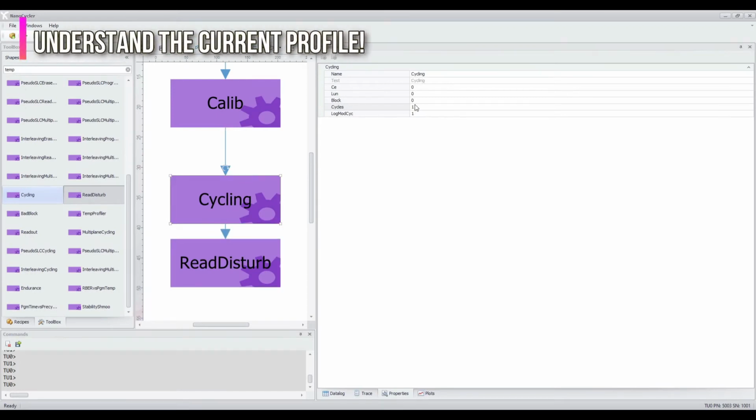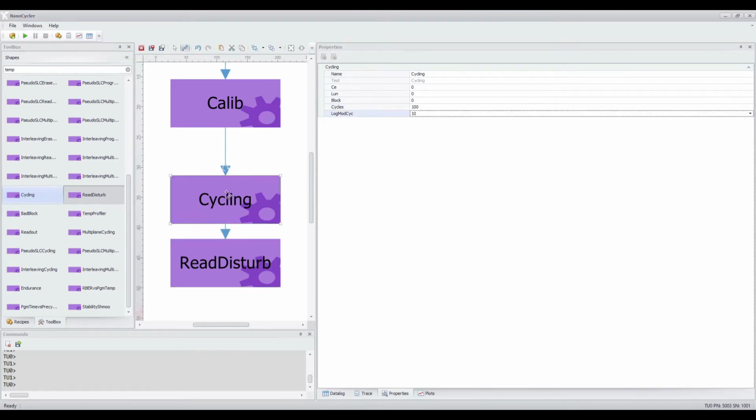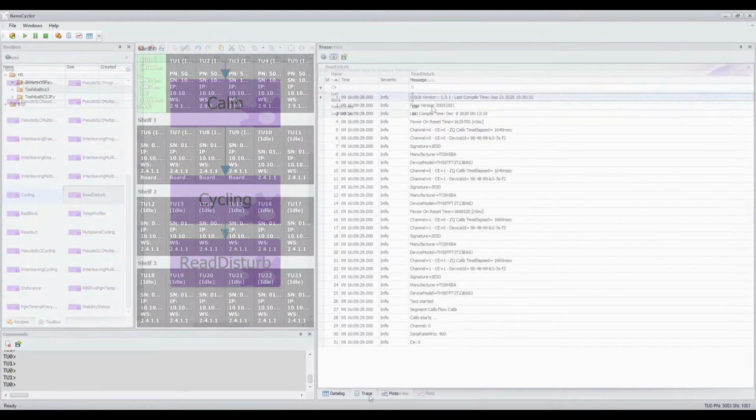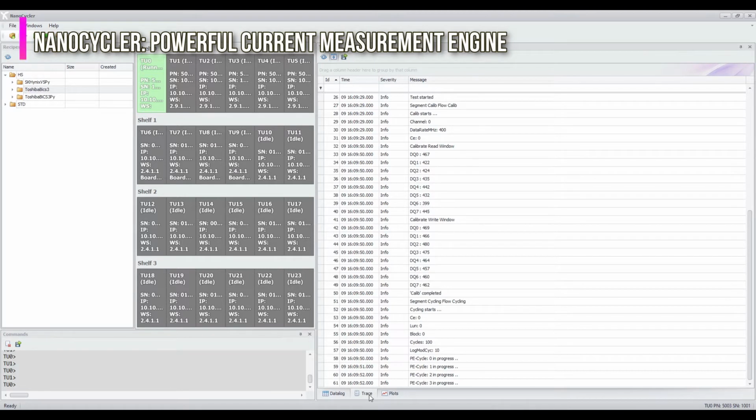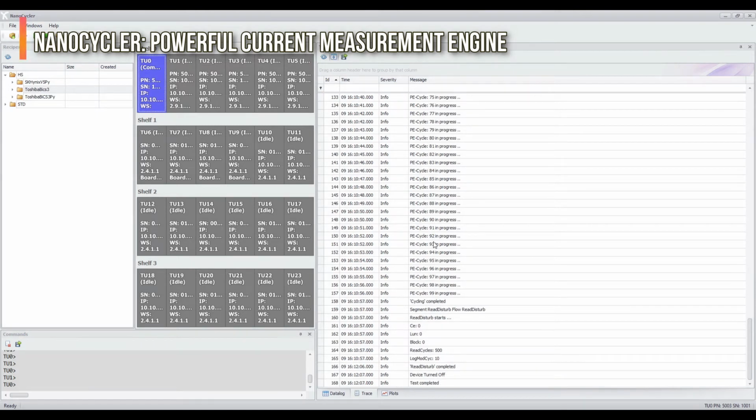In order to optimize the power subsystem in terms of quality, economics and size, it is essential to learn about the NAND current consumption, getting data also about waveforms and peak values beyond average current. Nanocycler embeds a flexible current measurement engine with waveform capture, peak detection and average measurement on all NAND supplies.